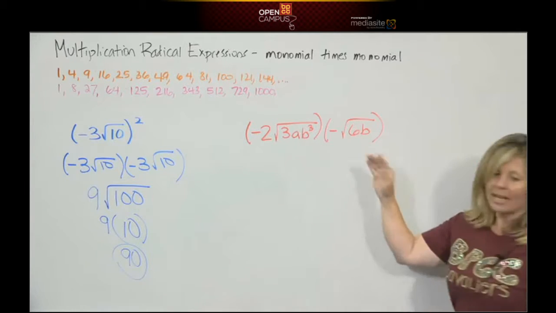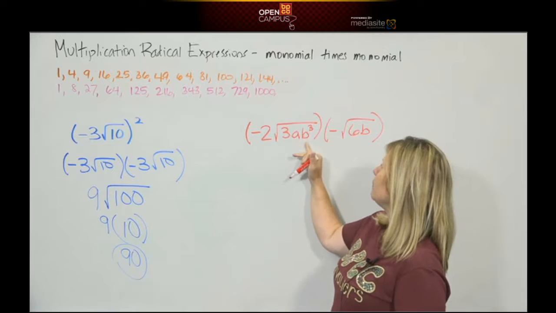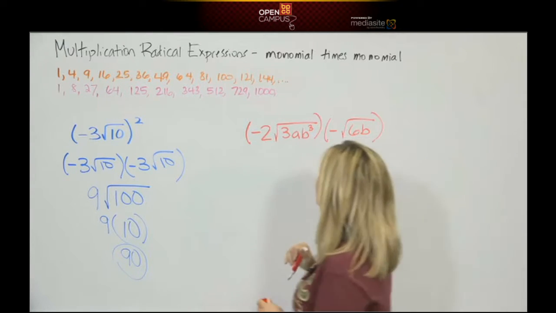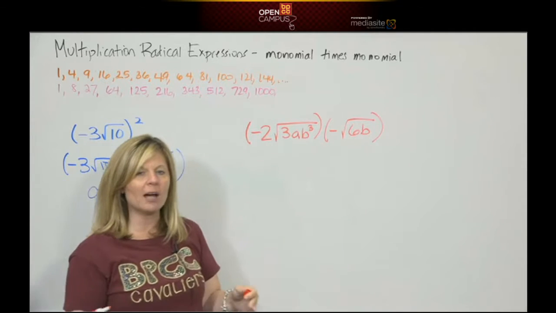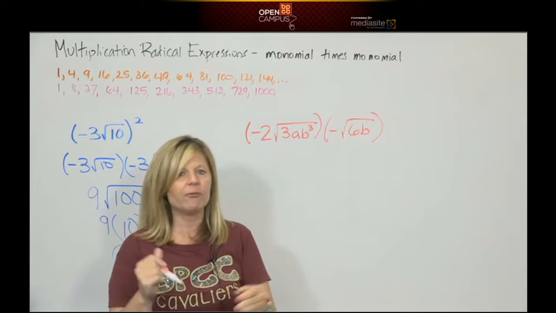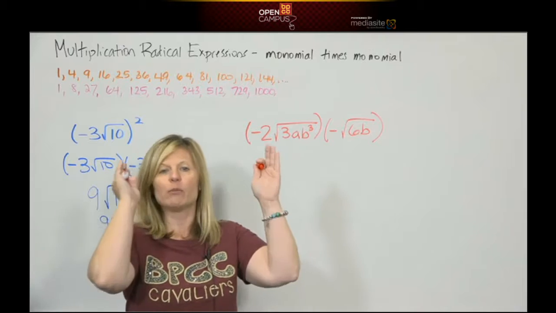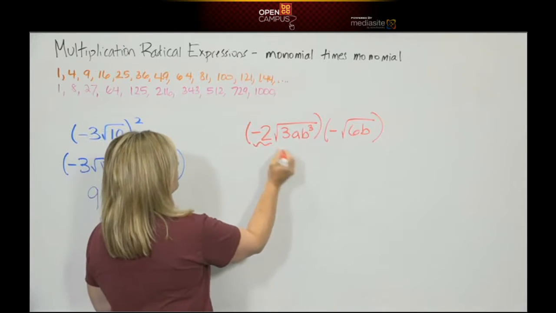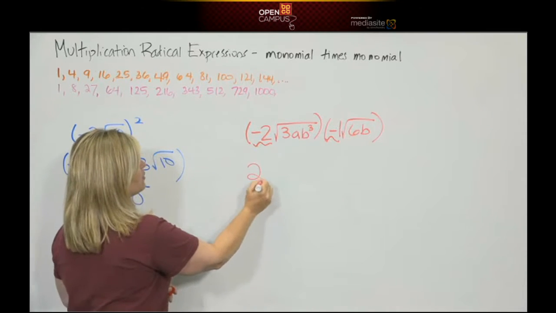Okay? Let's try our next expression. So we have negative 2 square root 3ab cubed times negative square root 6b. Again, everybody's connected by multiplication. So these are monomials. We are not doing FOIL. We multiply the coefficients, what's on the outside, and then we multiply the radicands, the inside. So our coefficients are negative 2 times negative 1. And that would make a positive 2.